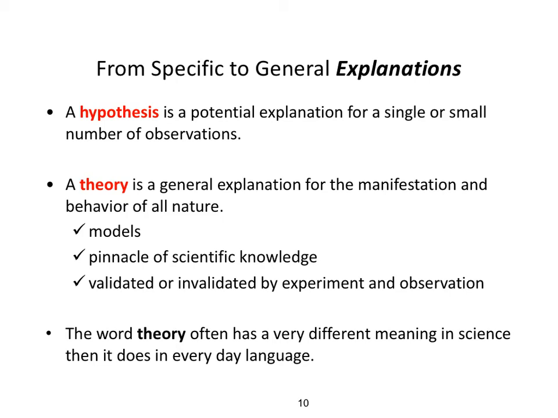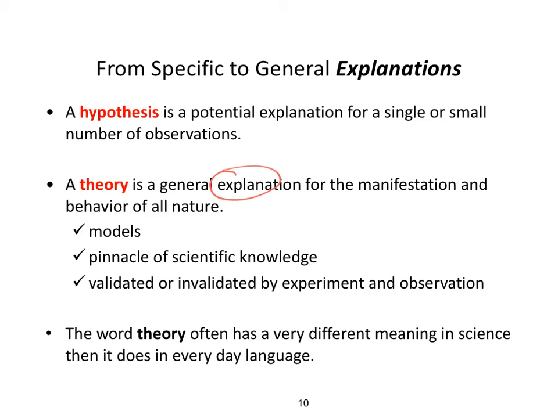Alright, so our observations are like little whats, our laws are big whats, our hypotheses are little whys, they're explanations for observations. Well, our big whys are theories. And so a theory is a general explanation for the manifestation and behavior of all nature. Sometimes theories are called models. They are really the pinnacle of scientific knowledge.